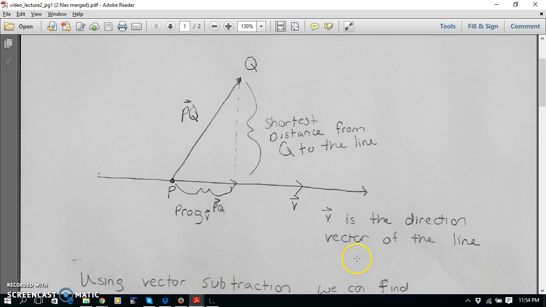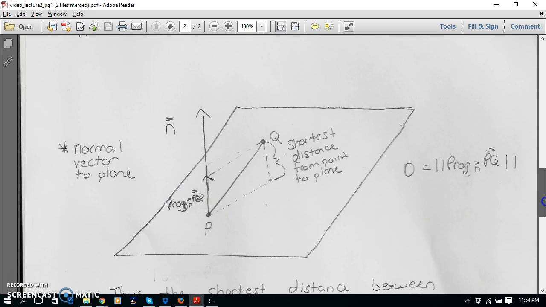And I have an illustration here. So here's our point P on our plane, point Q in space, and then our normal vector n. And then what we do is we take PQ and project it onto n to get this projection, PQ onto n.